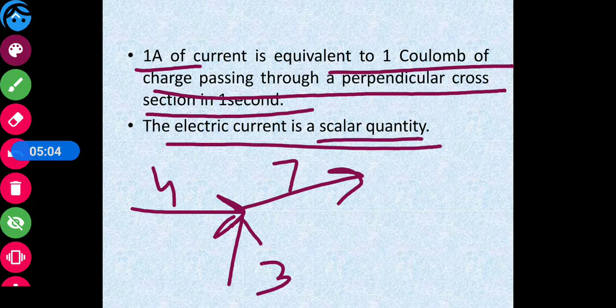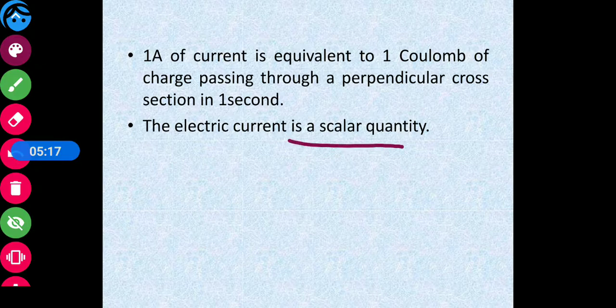So it is a scalar quantity. Though this current is flowing towards the right-hand side, this current is flowing in the upward direction, and this current is flowing in some other direction, it is still a scalar quantity and not a vector quantity.